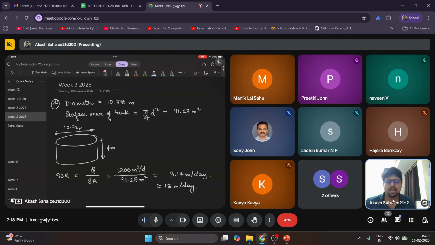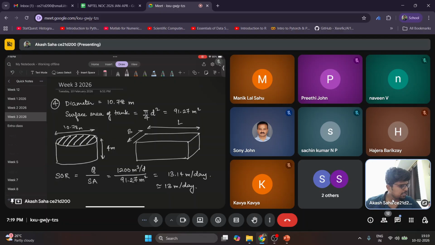Okay. So while calculating the surface overflow rate, you have to be very careful about which area to consider. Based on the flow of the treatment system, here we are considering this top area. Suppose we have a rectangular tank like this, where this is the length, this is the breadth, and this is the height. Sometimes we will consider the length into breadth. If the flow direction is like this, sometimes we will take this area. So we have to see from where the flow is happening.